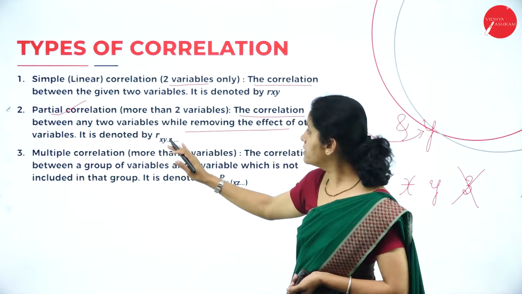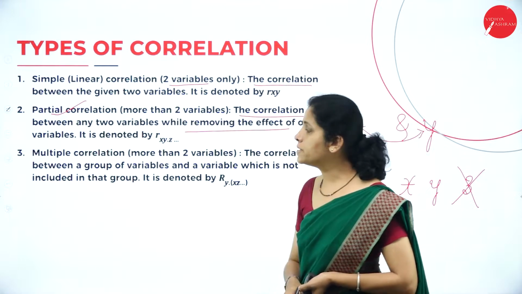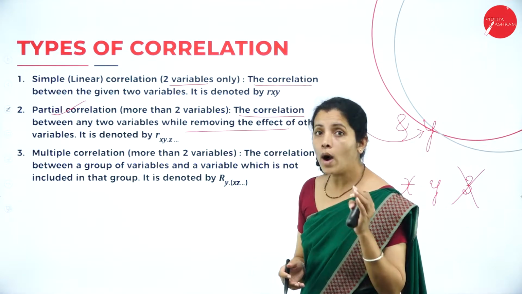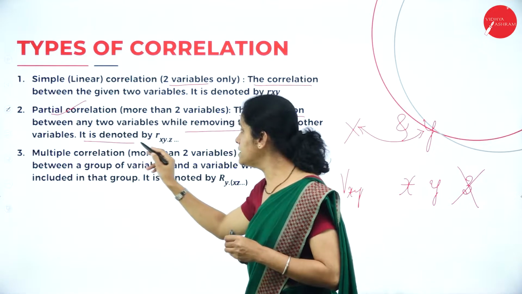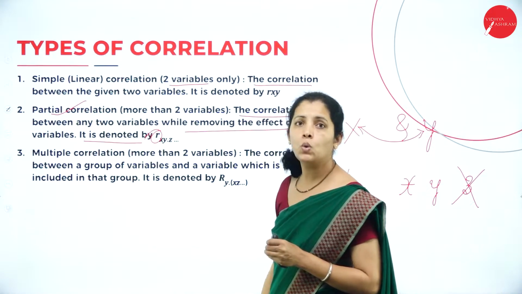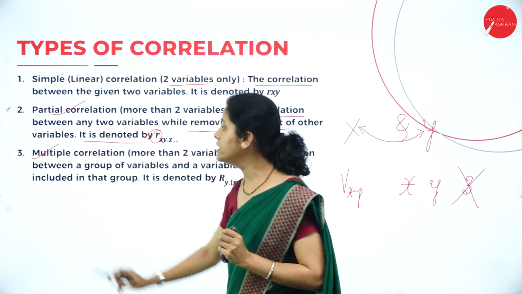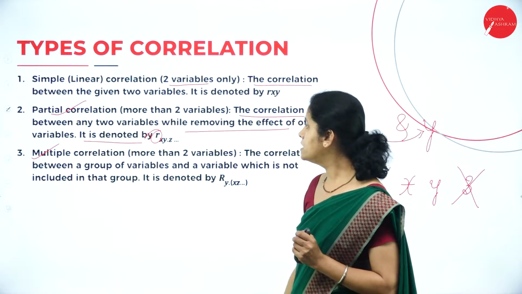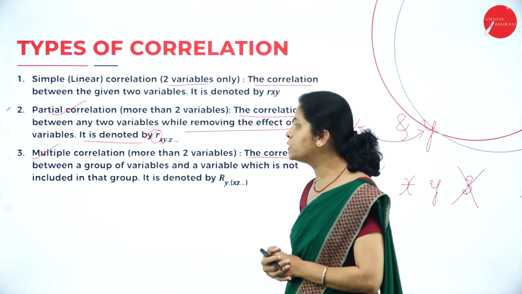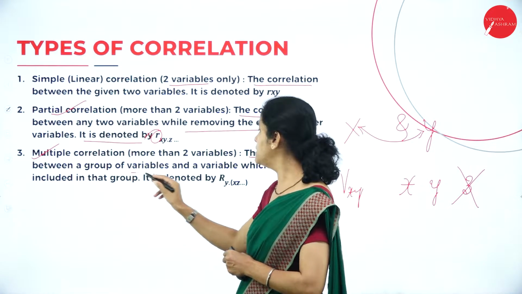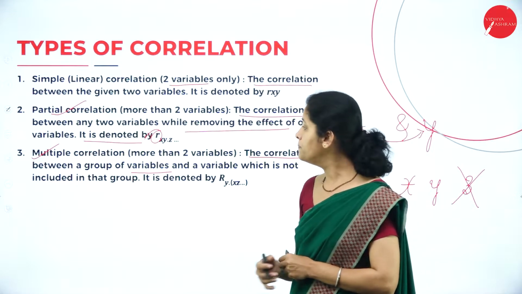So here I am going to have more than two variables. The correlation between any two variables while removing the effect of other variables is represented by the correlation Rxy.z. Now I'm going to have the multiple correlationship. Here I'm going to have more than two variables. It is the correlation between a group of variables and a variable which is not included in the group.